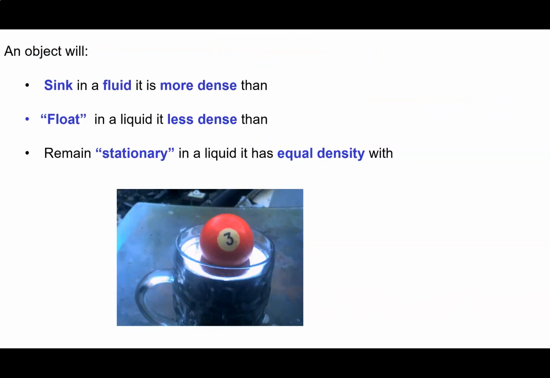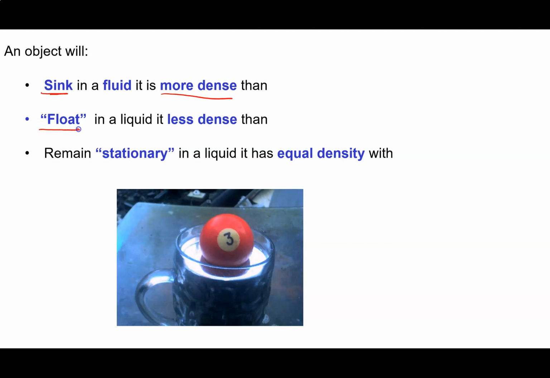Okay, so a few qualities of density. An object will sink in a fluid it is more dense than. So when snowflakes fall through the atmosphere rather than floating, it tells you immediately that a snowflake is more dense than the surrounding air. When you throw a pebble into a lake and it sinks, it tells you that the pebble is more dense than the lake water. So that's an interesting thing to know.